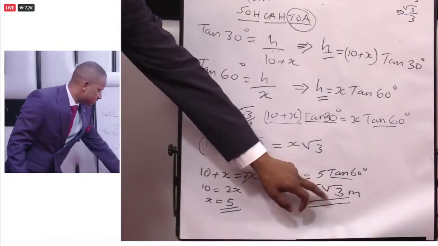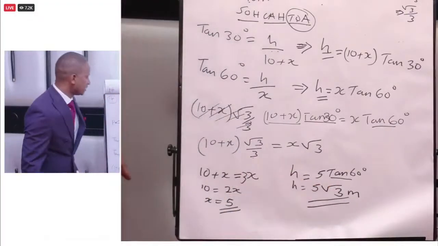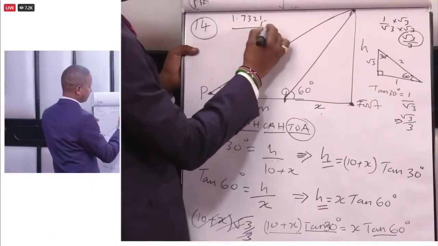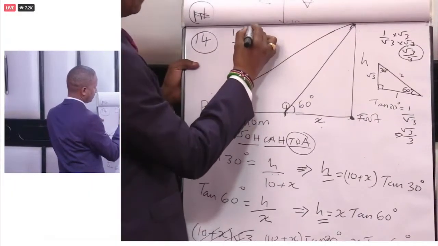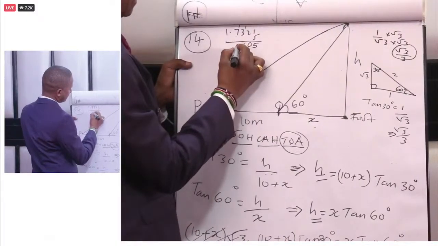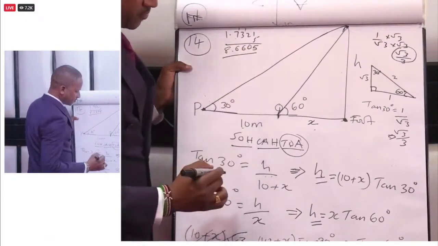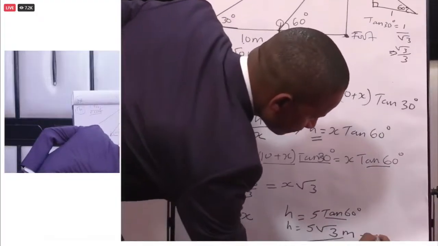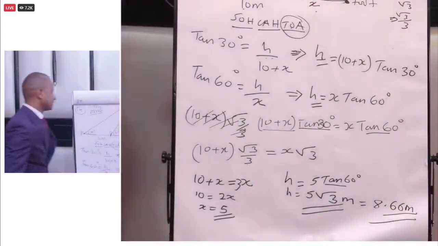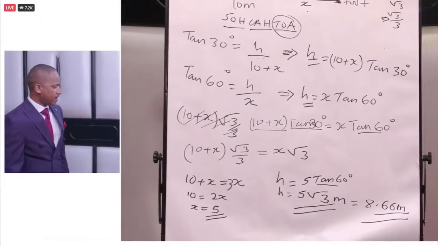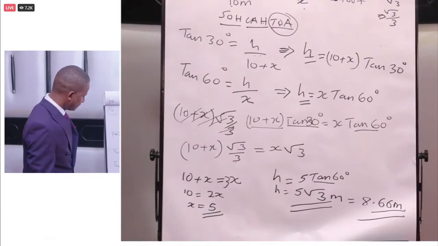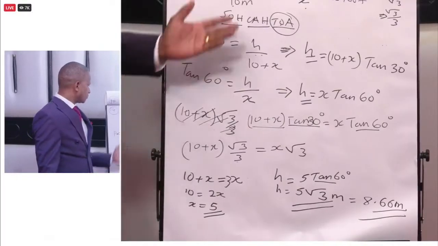So when you further solve this, 5 times root 3. Root 3 is 1.7321 times 5, which is 8.66 meters. And this thing is easy, very, very easy. So that is question 14.